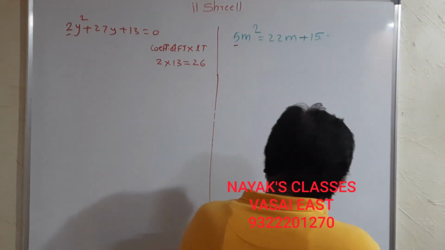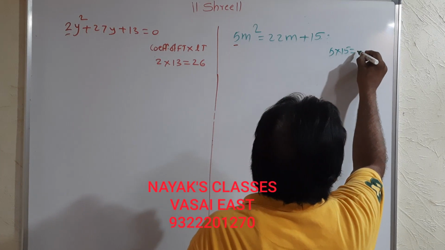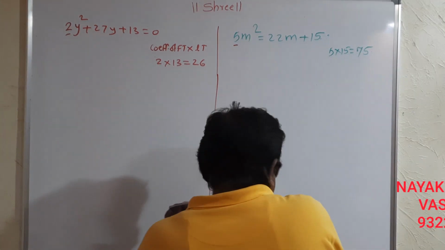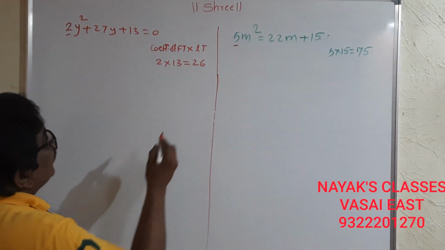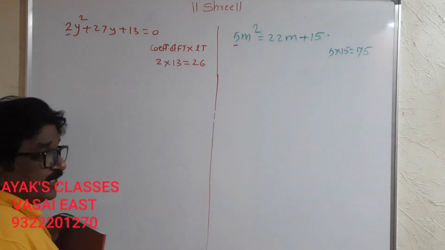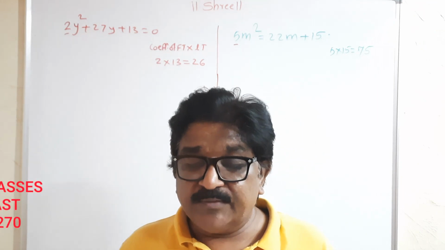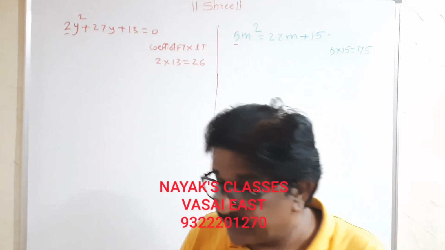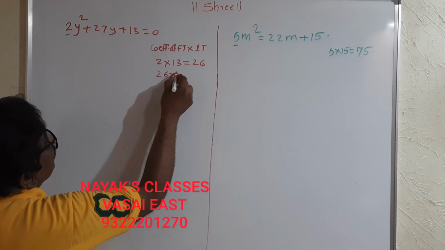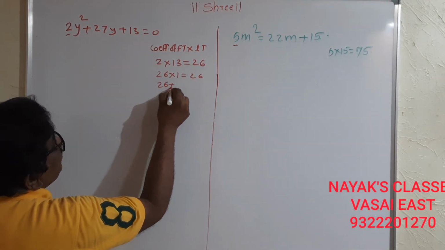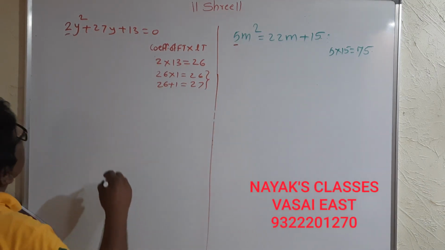Here it will be 5 into 15 is equal to 75. So this is first term into last term. Now you have to split this 26 in such a way that the sum of those numbers is the middle term. So 26 ones are 26, and 26 plus 1 is equal to 27. These numbers are useful.